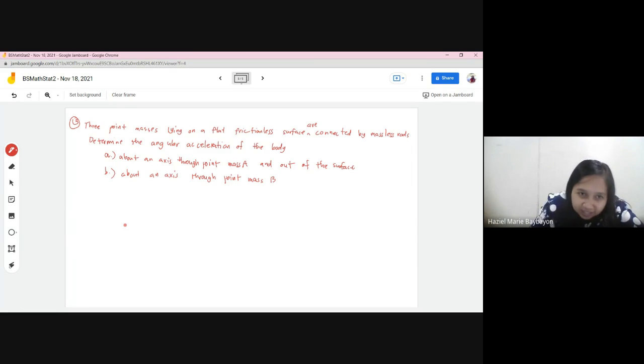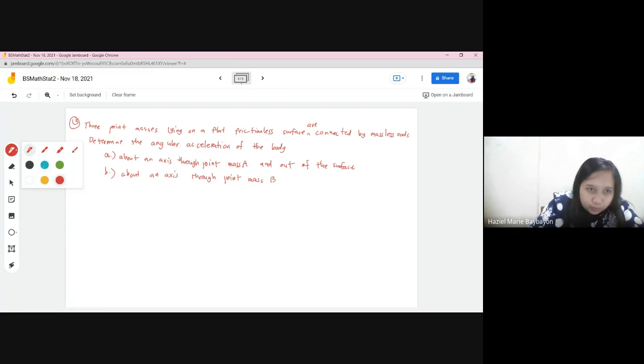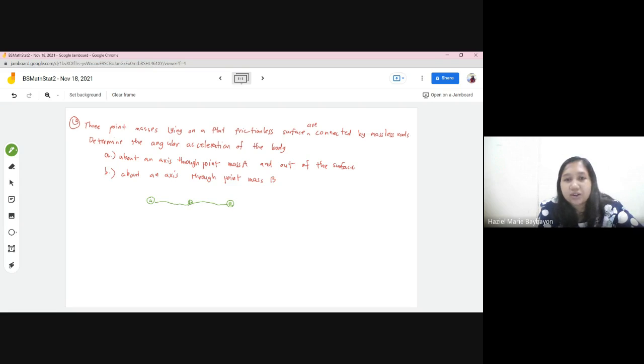Okay, so here is the system. We have point masses. Say for example, this is point mass A. This one is point mass B. This one is point mass C. And they are connected with massless rods. Rod meaning to say it cannot bend. Okay?